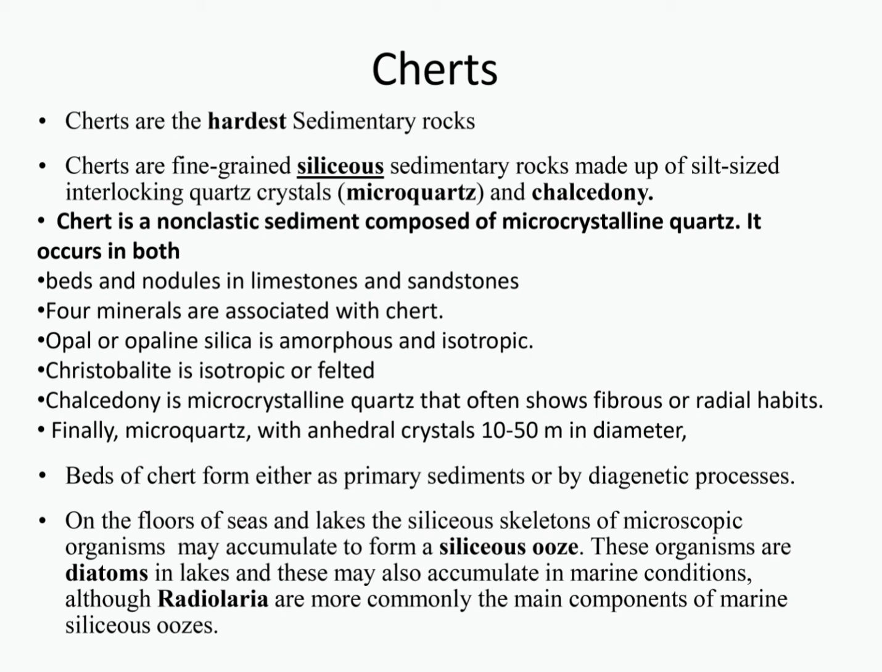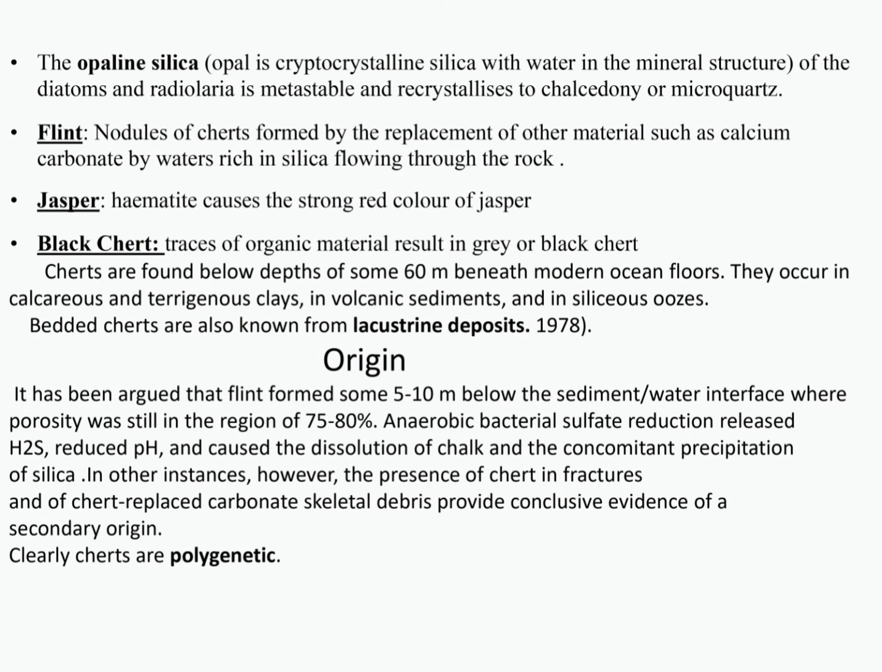Now opaline silica: opal is a cryptocrystalline silica with water in the mineral structure. Opaline silica of the diatoms and the radiolaria is metastable and recrystallizes to chalcedony or microquartz. So these opaline crystals are metastable, and they recrystallize to chalcedony or microquartz.